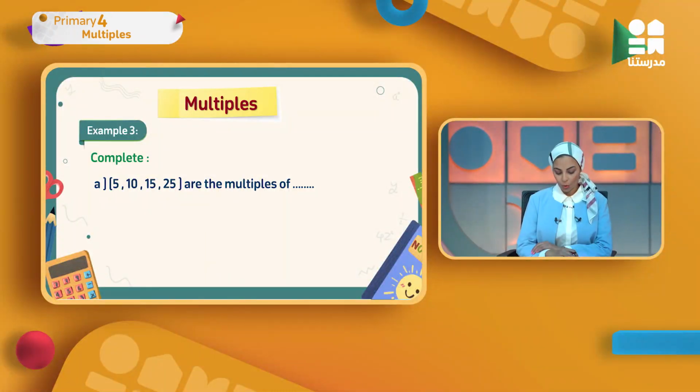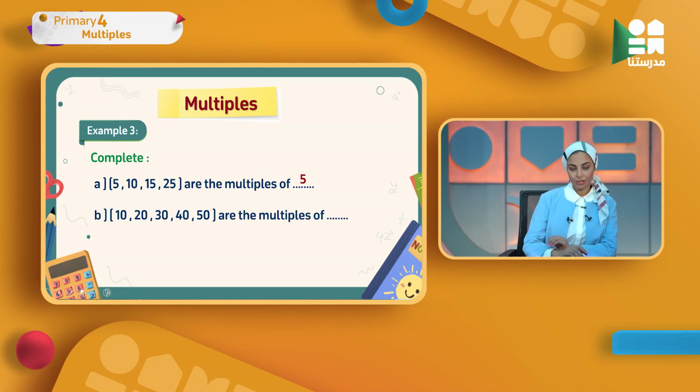Okay, letter A. Here I have 5, 10, 15, and 25. You want to know 5, 10, 15, and 25 are the multiples of what? They are found in table what? Or the product of table what? Yes, 5, 10, 15, and 25 are the product of table 5. Then these numbers are the multiples of 5.